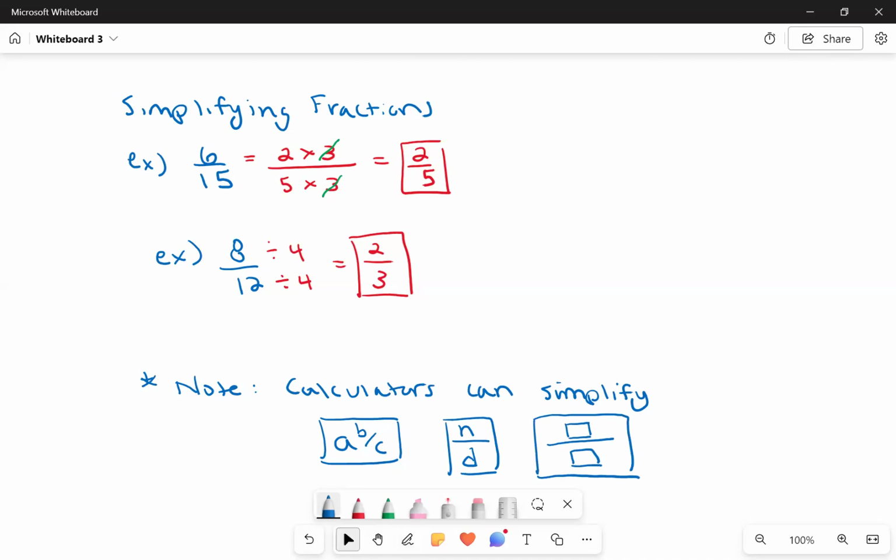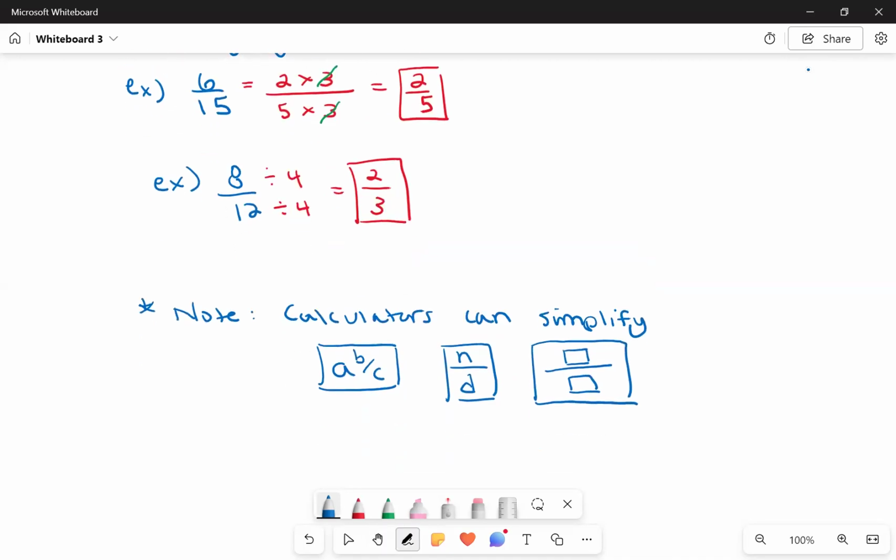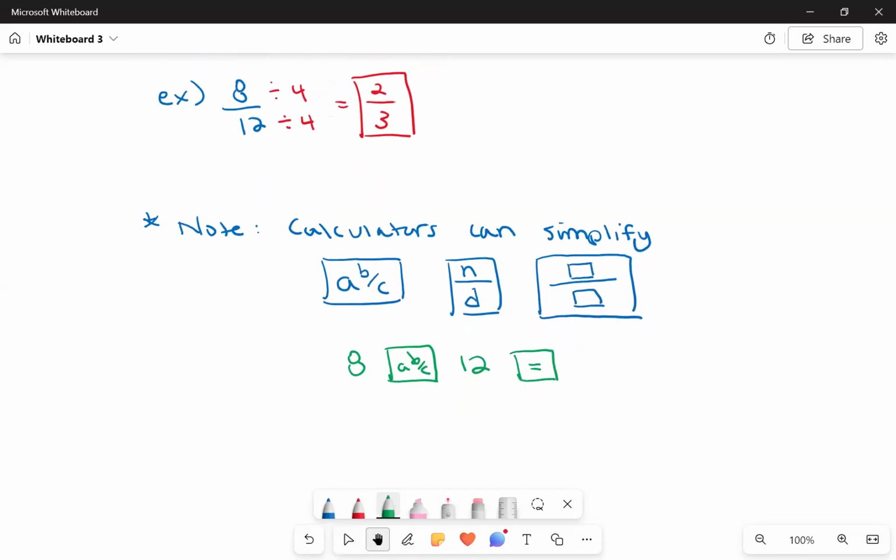And the idea is if you want to simplify 8 over 12 with a calculator, you would put in 8 and then the fraction button, and then 12, and then you need to hit equals or enter or whatever your calculator has. And it'll literally simplify it for you. It's pretty nifty. And if you can't find a fraction button on your calculator, send me a picture over email and I will show you how to do it on your calculator. But yes, you are welcome to use your calculator to simplify.